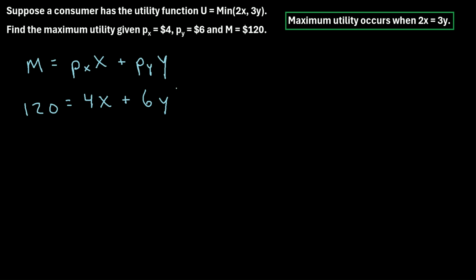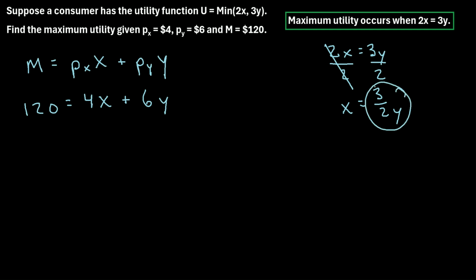Now notice what we have here. We have this budget constraint equation and we have this equation right here. We know that our utility is maximized when 2x is equal to 3y. So what we can do is solve for x right here and then plug it into this equation. So when we have 2x is equal to 3y, to solve for x, we can just divide both sides by 2. So the 2's cancel out here and we're left with x is equal to 3/2 y. So now we can plug in this value for x over here.